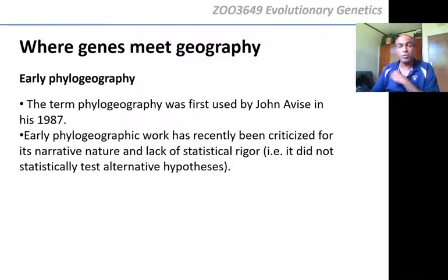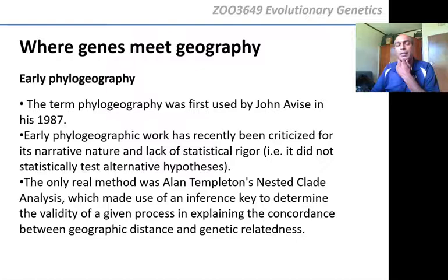Then a guy named Alan Templeton came along with something called a nested clade analysis, which basically took gene genealogies and looked at how the clades look, whether it's one big clade or whether there are several clades nested inside the big clade. And he developed a key of inference to say if the gene genealogy looks in a certain way, then it is due to dispersal. If the gene genealogy looks in a different way, then it is due to vicariance, or one or other of the historical events could be inferred from Templeton's nested clade analysis. So this was a little bit more statistically rigorous. But unfortunately, nested clade analysis also had its drawbacks.